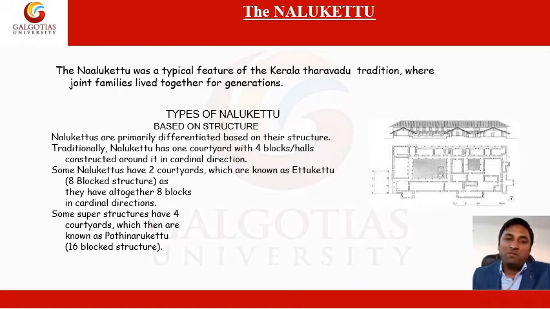So normally the most easily found traditional houses are Nalukettu. Nalukettu is a single courtyard house, which was used by the commoners and upper middle class, and has four halls around it.